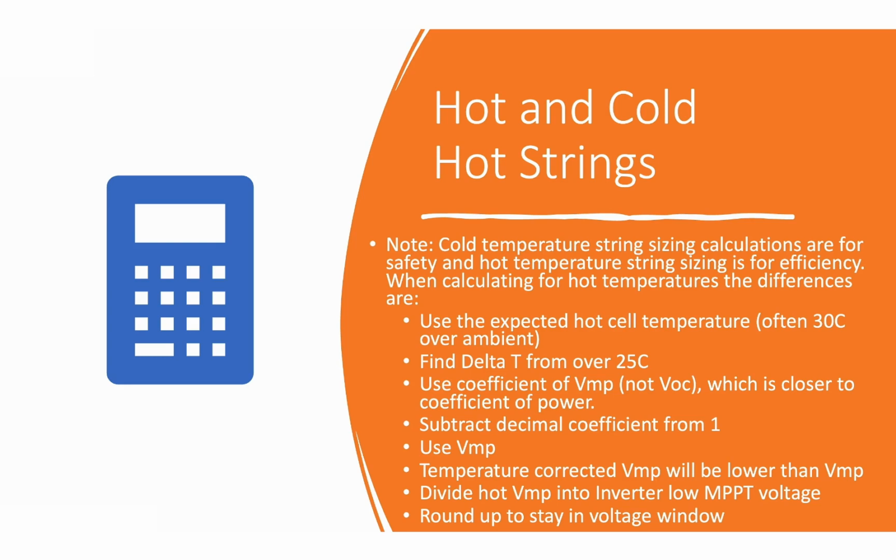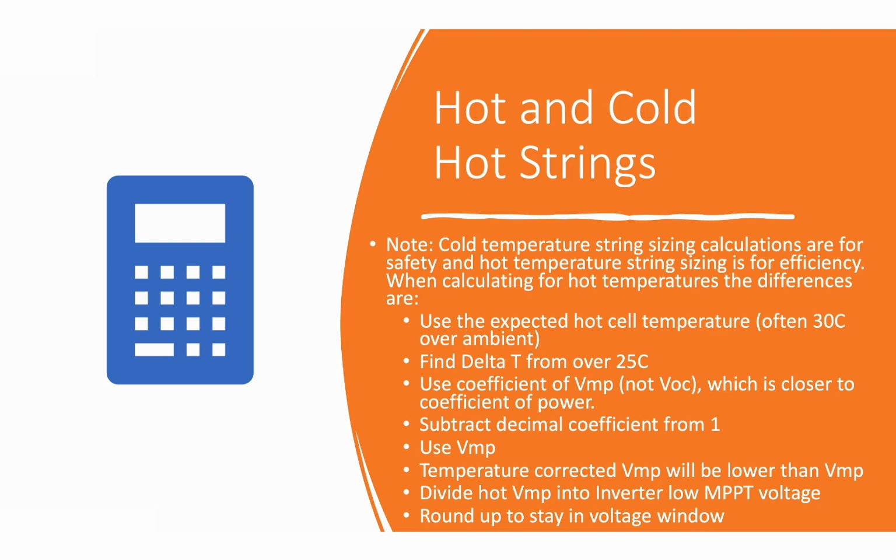Then we find the delta T from 25. Let's say it was 70 degrees. Then the difference between 70 and 25, 70 minus 25, is 45 degrees. So that gives you an idea. It's going in the other direction. You don't have that negative thing. You don't have to add two numbers together.